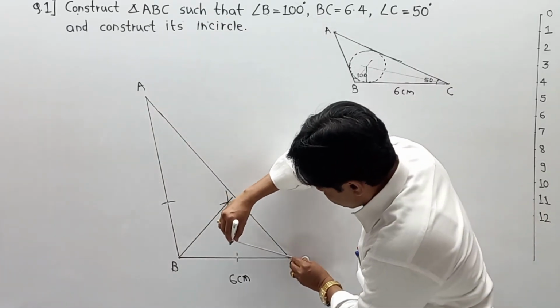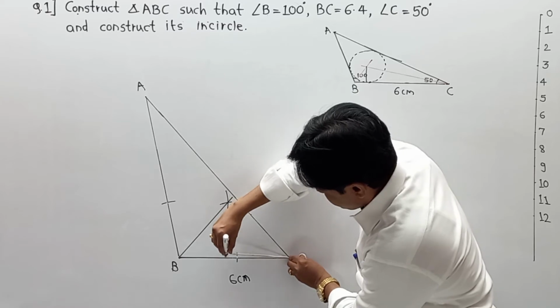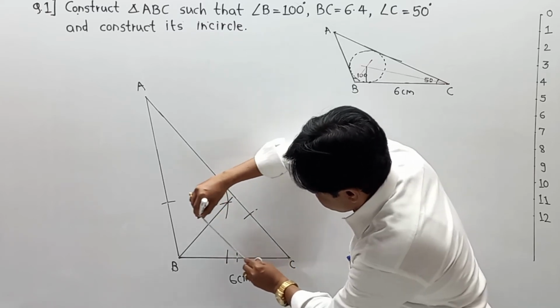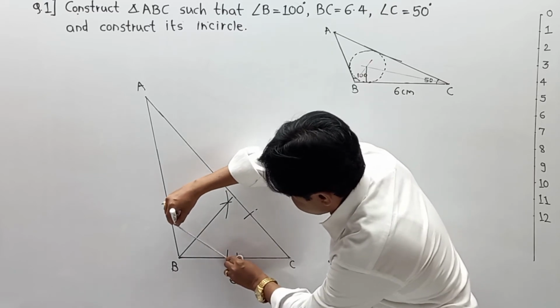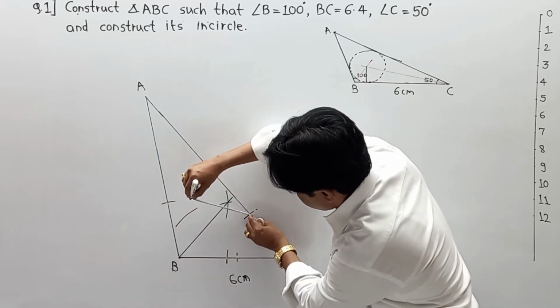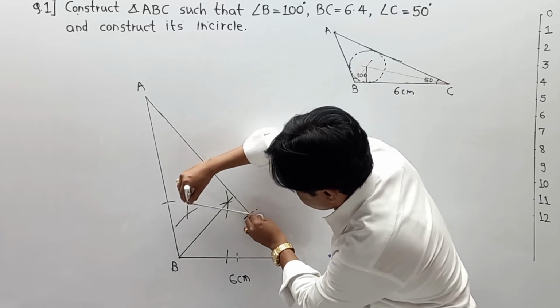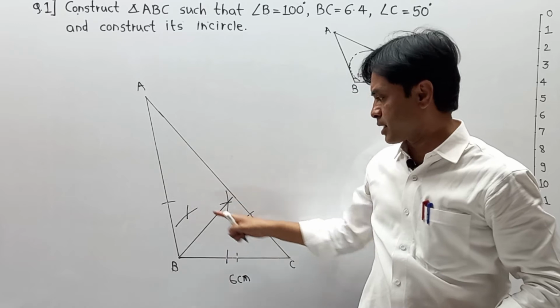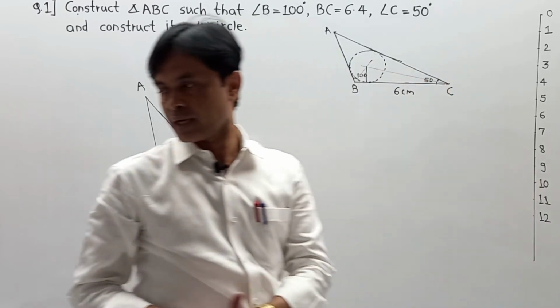So again, taking some particular distance in a compass, I am going to make the first arc over here, and the second arc over here, keeping the same distance. First arc, second arc. Remember carefully, your first arc is always larger and the second arc is always smaller.